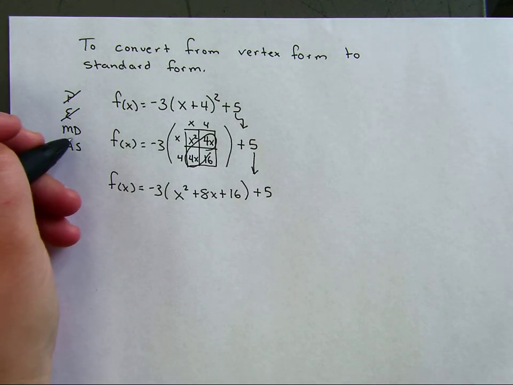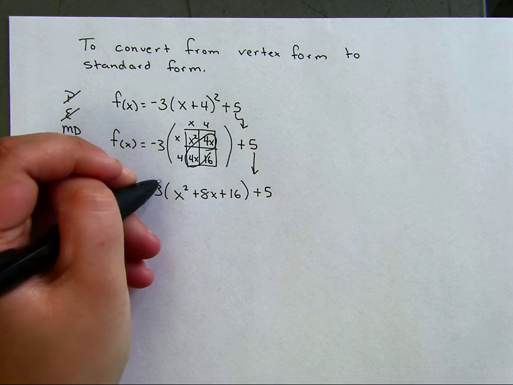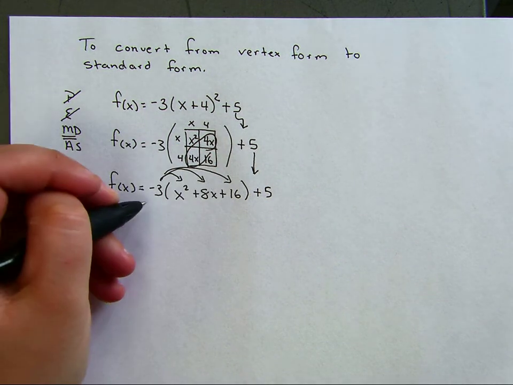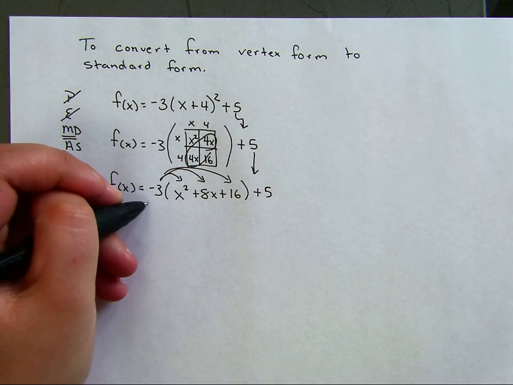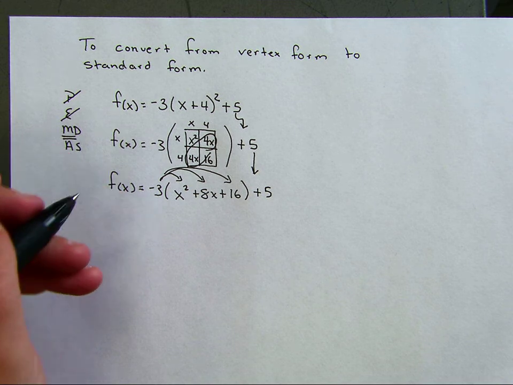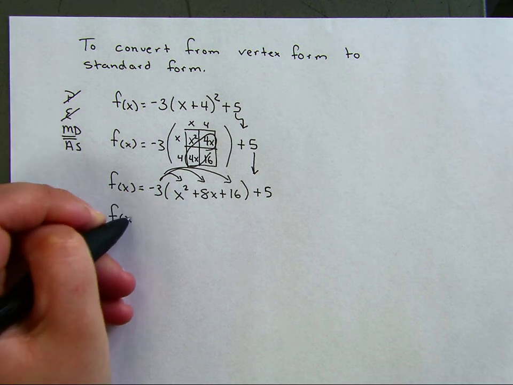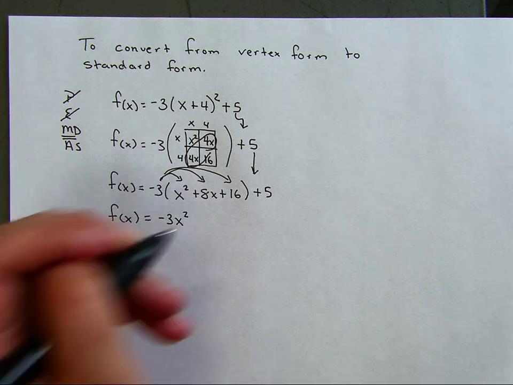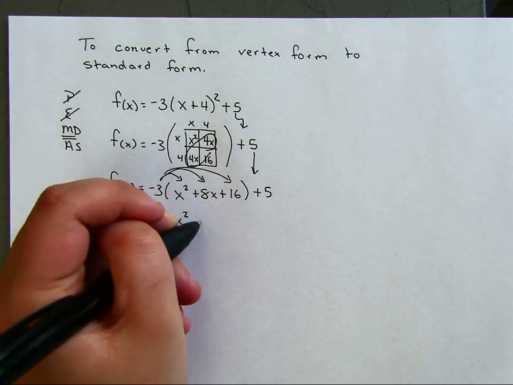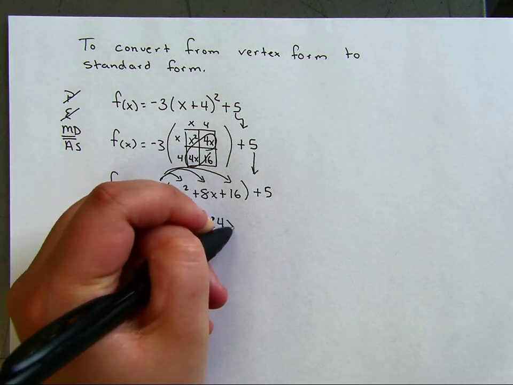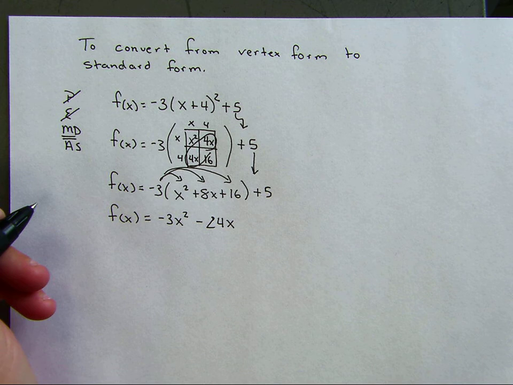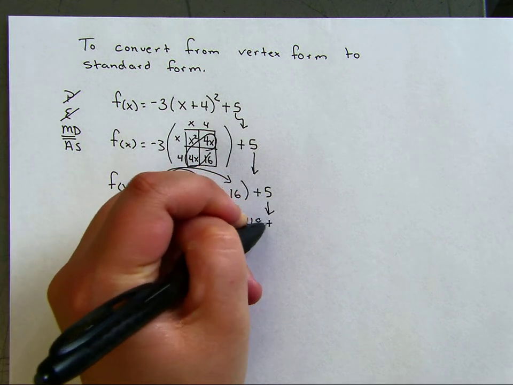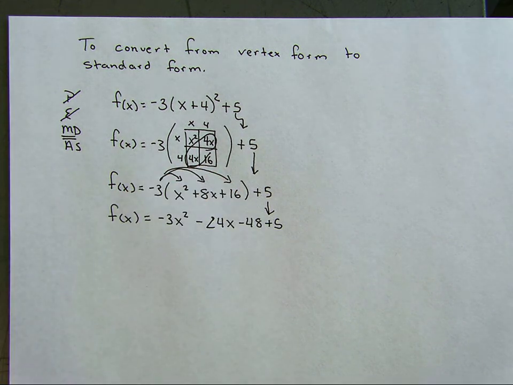Now we have to take care of the multiplying. In this case, it's distributing. Notice that we are only distributing that negative 3 inside the parentheses and not to the plus 5. Negative 3 times x squared is negative 3x squared. Negative 3 times 8x is negative 24x. And then negative 3 times a positive 16 is a negative 48. Once again, drop down that plus 5.